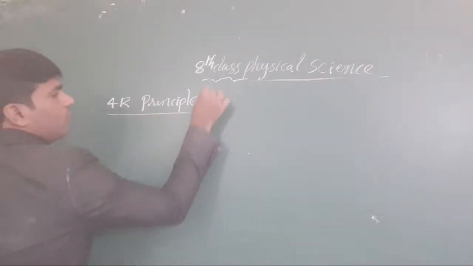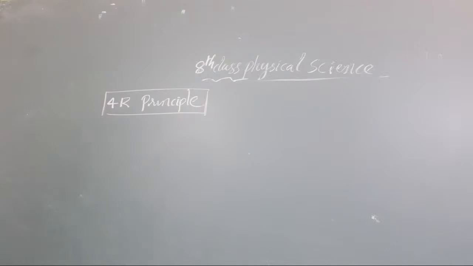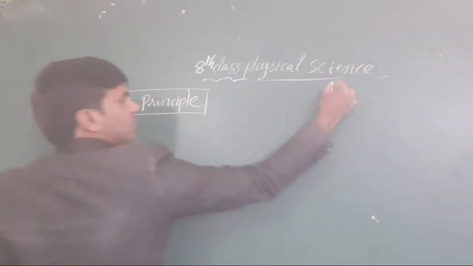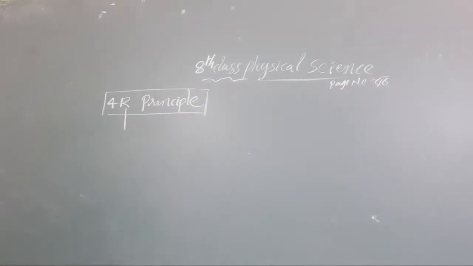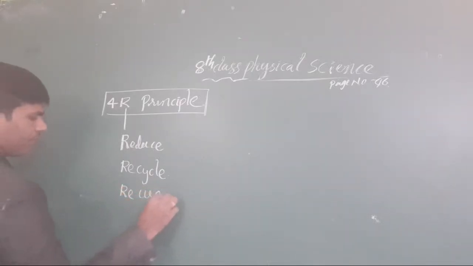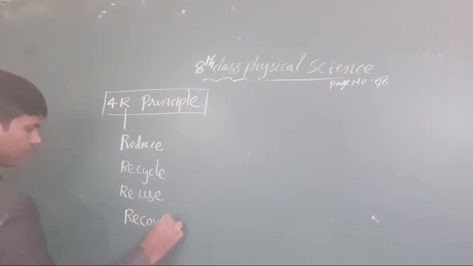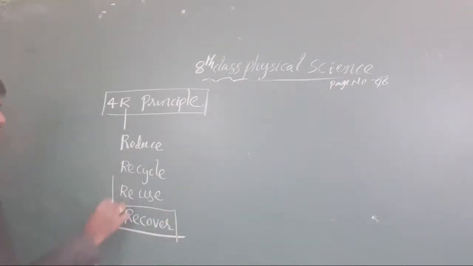Here, when you take this 4R principle, what are these four R's? That is on page number 46 here. What is the 4R? The first R indicates what? Reduce. The first thing is reduce. Clear? And the next thing is recycle. Next thing is recycle. And next comes reuse. And the last one is recover. These are called the 4R principles.